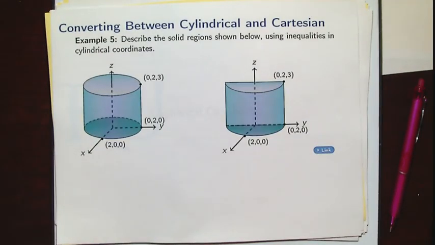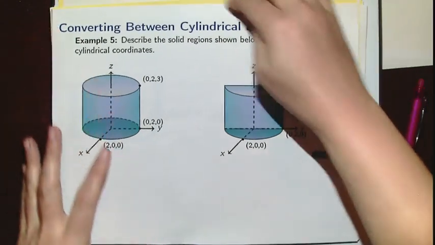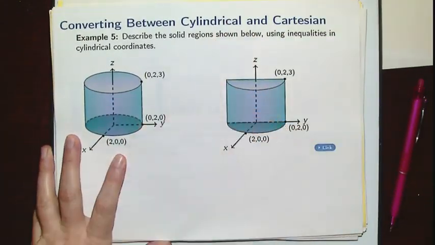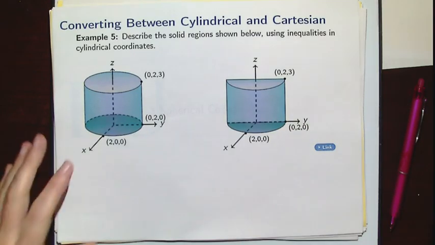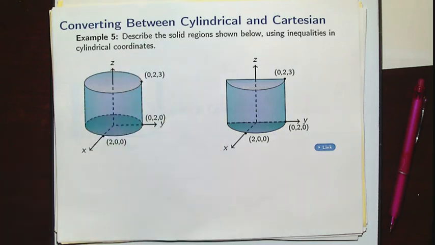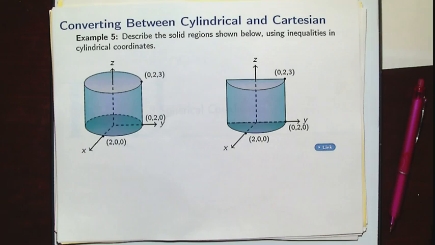Okay. Now let's go to the second picture. Now I'm asking you, in cylindrical, we're asking you to describe this solid region shown below. In this course we go back and forth between surfaces and solids. Can anybody tell me what's the difference between surface and solid? What's the difference between surface and solid?